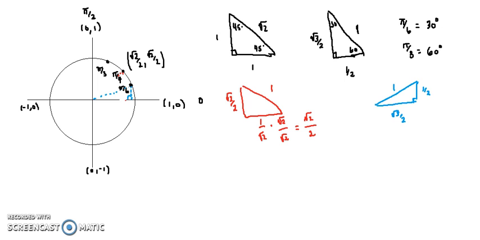Okay, so how do we set up our point for this one? All right, we see the long distance, that's our x distance. We go over square root of 3 over 2, and we go up 1/2. Okay, so over square root of 3 over 2, up 1/2.